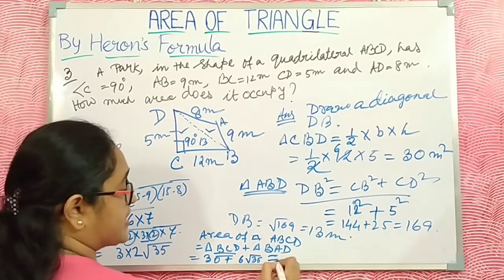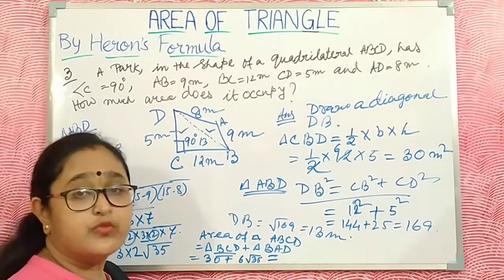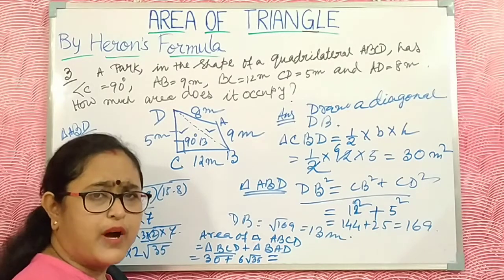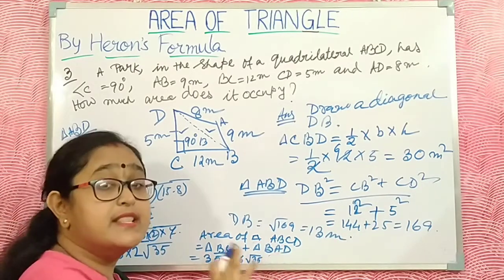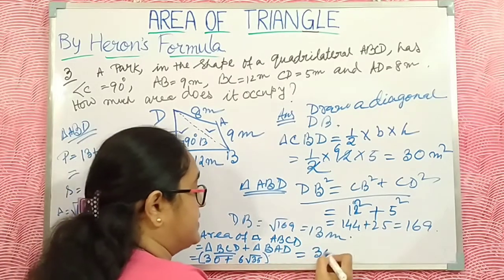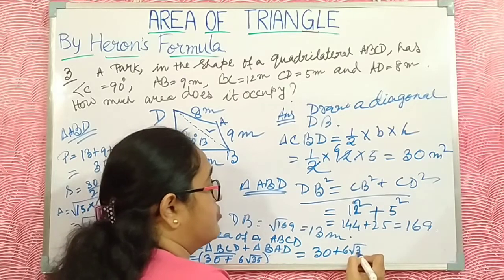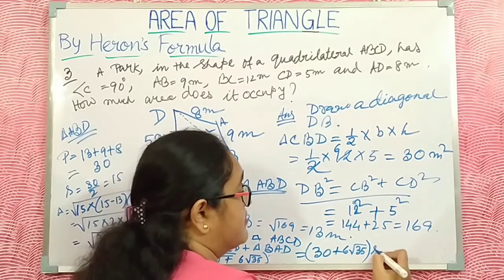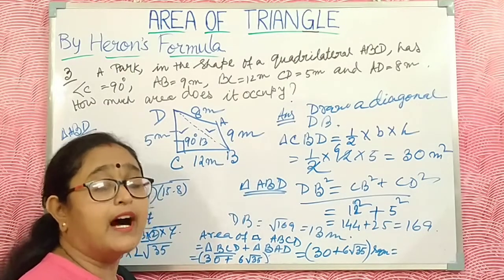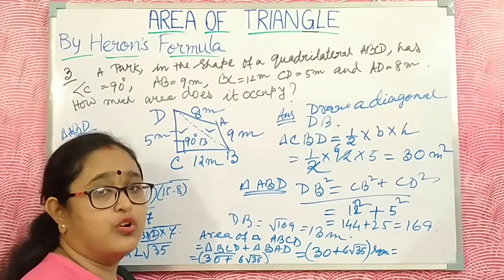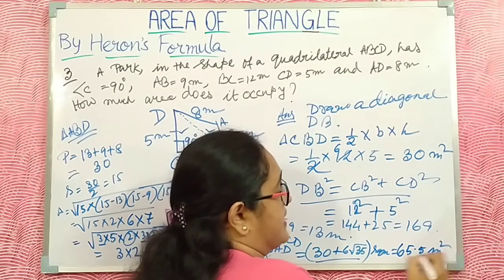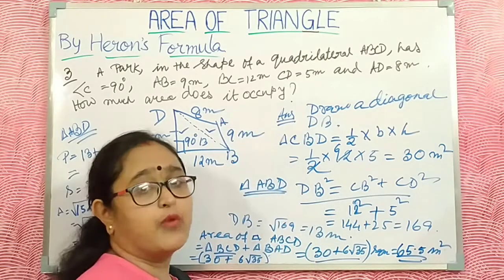Just do the calculation and then you get the result. You calculate under root 35. If you don't want to find the under root 35, you can just leave it. This is also a result: 30 plus 6 under root 35 square meter. You can write it like this. If you want to find under root 35, you can also. Then the answer is 65.5 meter square. This is the answer for the quadrilateral.